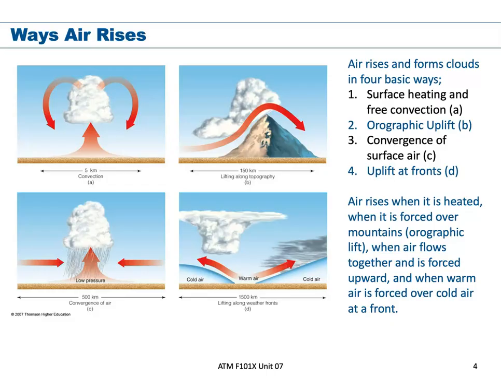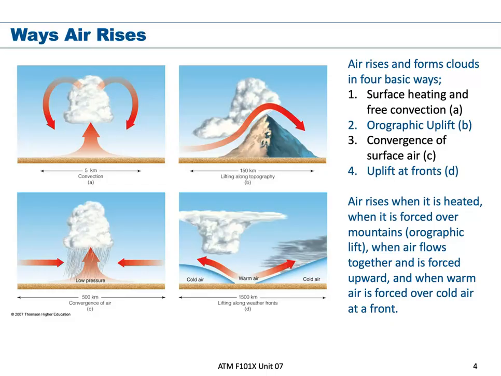In the upper right, we see lifting over topography. Topography is the geographic term for the surface features of the Earth. Wind blows air, and if it encounters a hill or a mountain, it is forced over it. This is also called orographic lift, as the geographic term for mountains is orography. Lenticular clouds often form over mountain peaks, as the wind blows over mountains, and the horizontal scale of the mountains is about 150 kilometers.